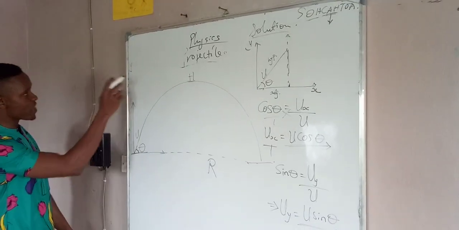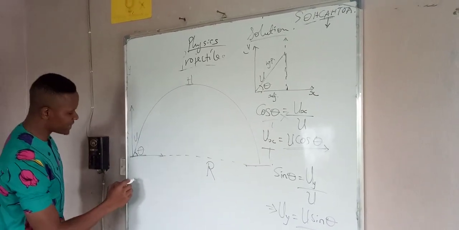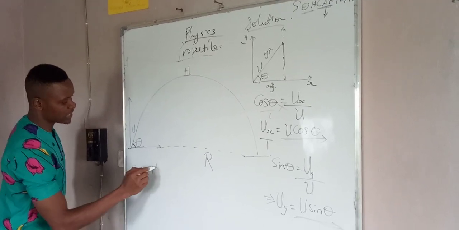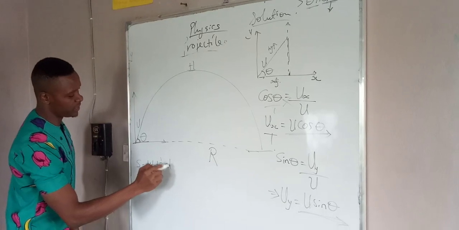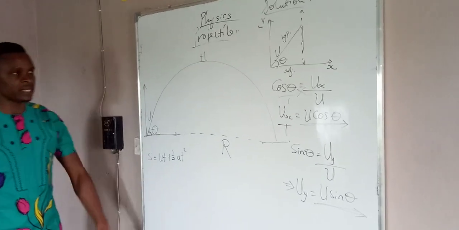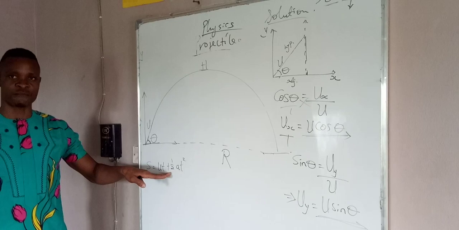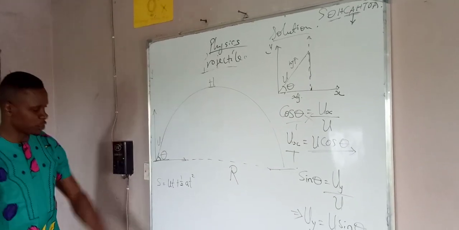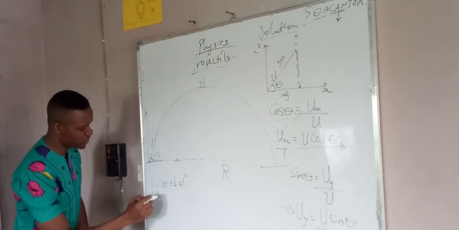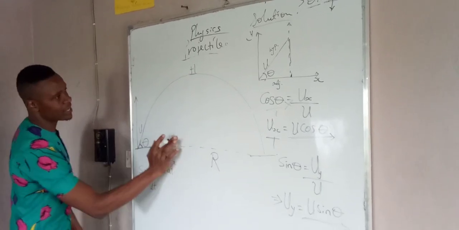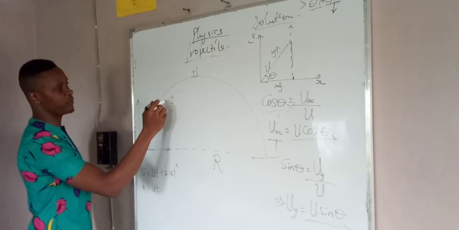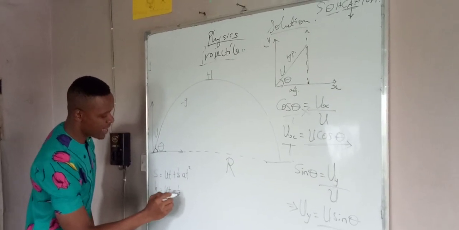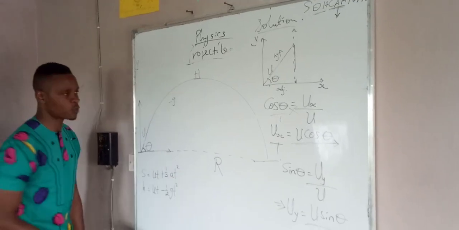Now, if we are to get this, recall that s is equal to ut plus half at squared. This is our basic equation of motion. But with respect to an object moving in a vertical direction, we now have it that h is equal to ut. Now it is moving up. Recall, while moving up, g is negative. So it will affect this: minus half gt squared.